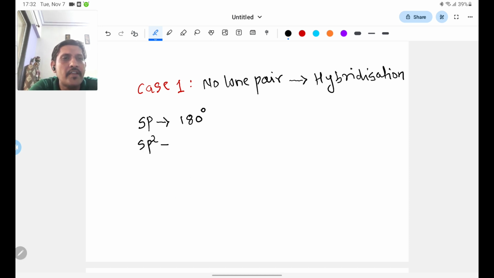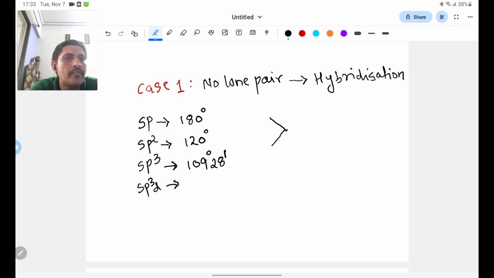In case of sp2, the bond angle is 120 degree. We have a trigonal planar geometry, bond angle becomes 120. In case of sp3, the bond angle becomes 109 degree 28 minutes. The geometry becomes tetrahedral. In case of sp3d, now in sp3d we have two different types of bond angle.